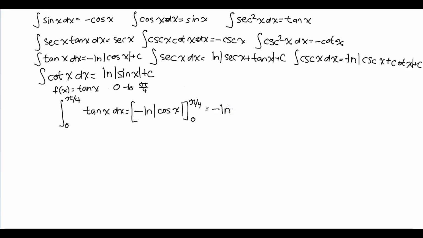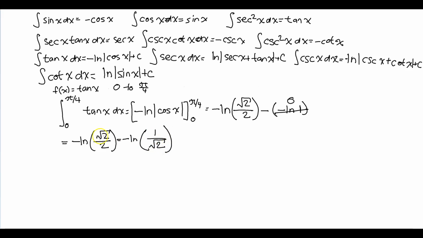And we get negative ln of cosine of pi over 4, which is root 2 over 2, minus negative ln of cosine of 0. Cosine of 0 is 1, and that gets a 0. Okay? So we have negative ln of root 2 over 2, which equals this.